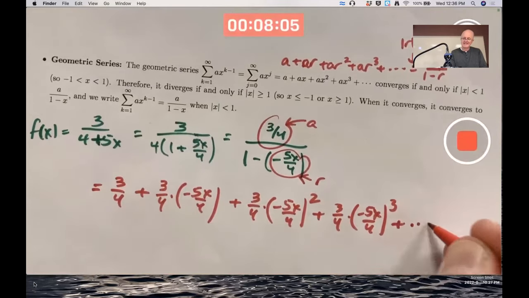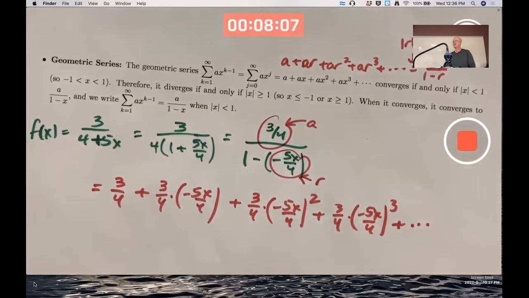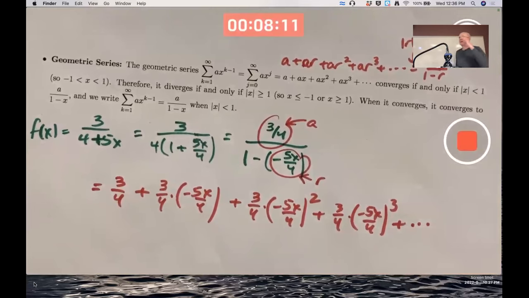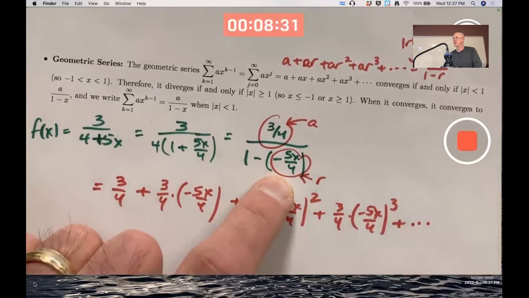Don't forget your plus dot dot dots. If you forget the plus dot dot dots, it's wrong. It's only an approximation if you forget those. You've got to emphasize for full credit that it's an infinite series. It's the infinite series that gives you equality, though only for certain values of x. Only when negative 5x over 4 is less than 1 in absolute value.